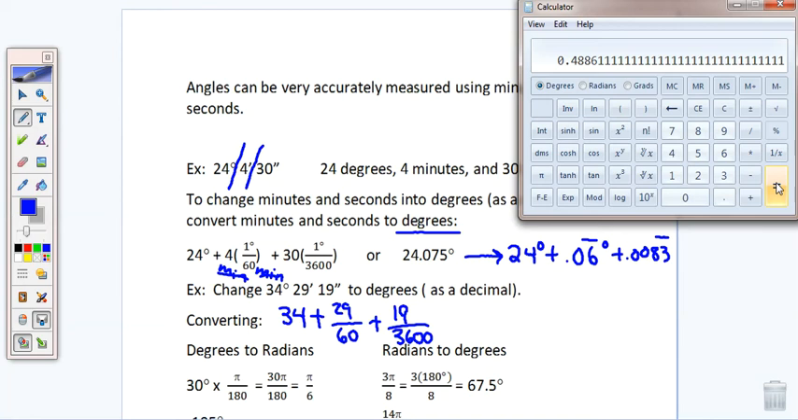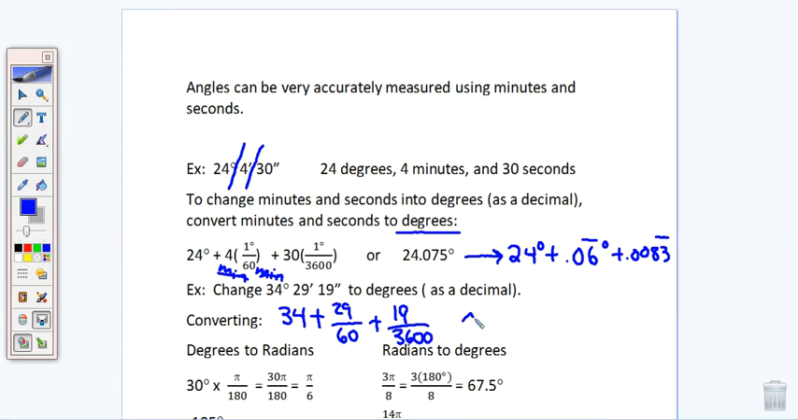Okay, what should we call this then? 34 point what? About 34.48949. I don't care. Here's the beauty: if you went 0.49, good. If you went 0.489, good. If you went 0.4886 and so on, good. We're all understanding what we do. Let me ask you a question before we go on to the next concept. Can you turn degrees, minutes, and seconds into just degrees? Yes? Okay.